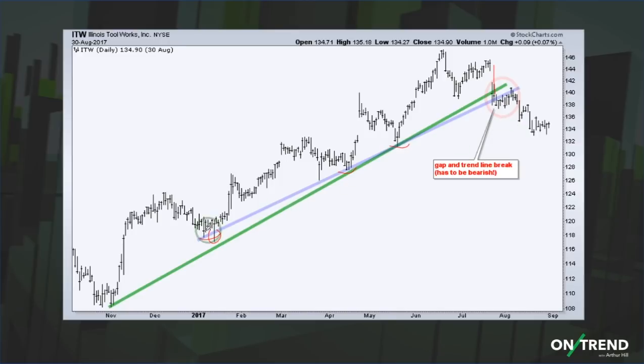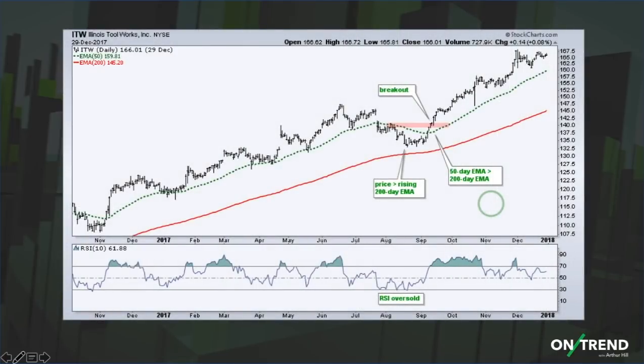We also broke this other trend line, this green trend line going back to November with 2 or 3 touches. So this looks like a pretty good breakdown. It has to be bearish: a double trend line break and a gap down. But there might be another way to look at that chart pattern, because here's where we were breaking the trend lines. You can see that gap down there.